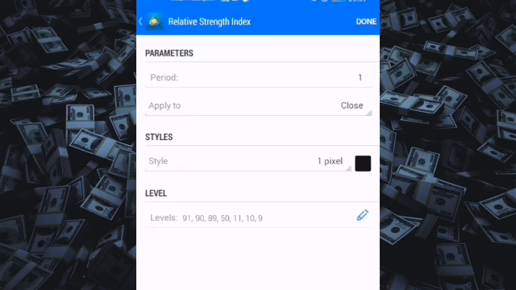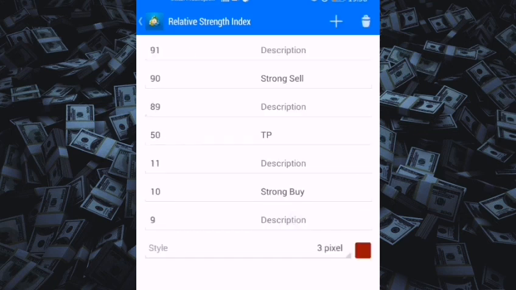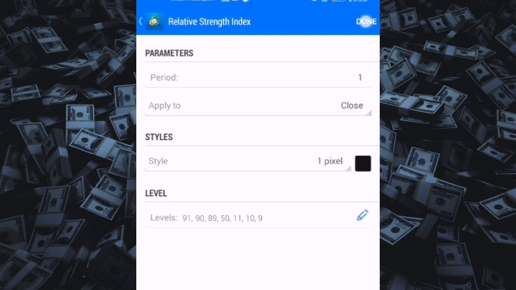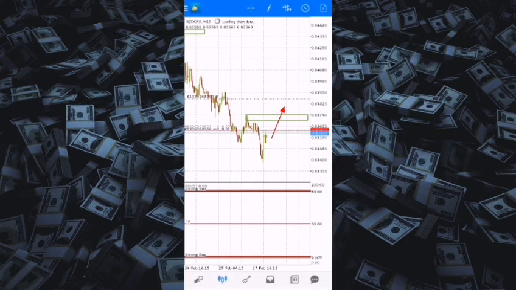Copy what you see. Period 1, apply to close, style, and then the important thing are these levels. So you need to have level 91, 90, 89, level 50, level 11, 10, and 9. The description is on level 10, strong buy; 50 is your take profit; 90 is your strong sell. Once you have done this, you go back and then you click done. Easy as that. Now you have your RSI.